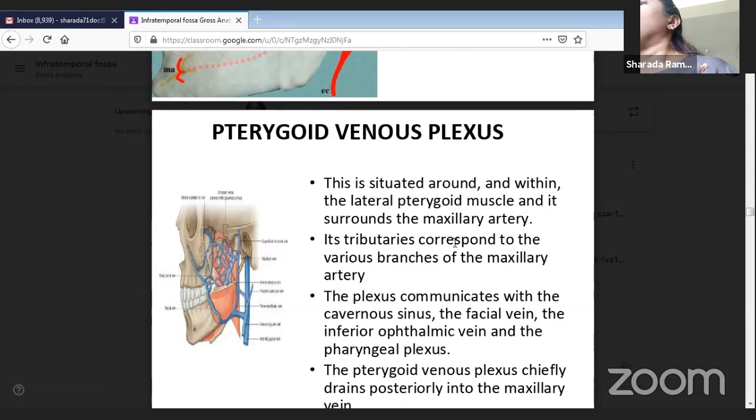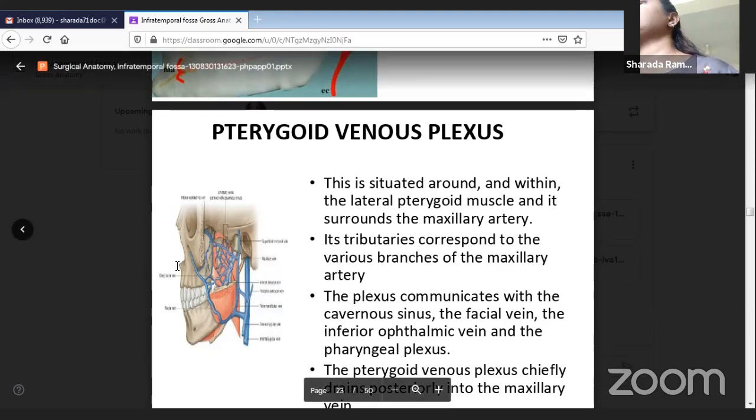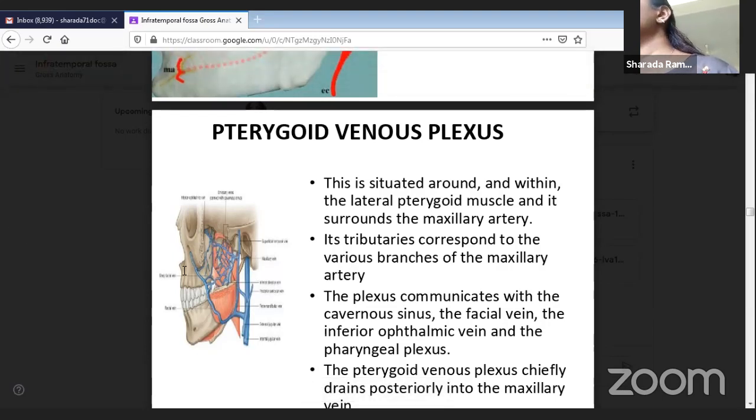Now, all these things are going to communicate with each other, and then it is going to form a single vein that is going to be the maxillary vein. And as it comes nearer to the parotid gland, this maxillary vein is going to form the retromandibular vein along with the superficial temporal vein. So that's how it is going to end.